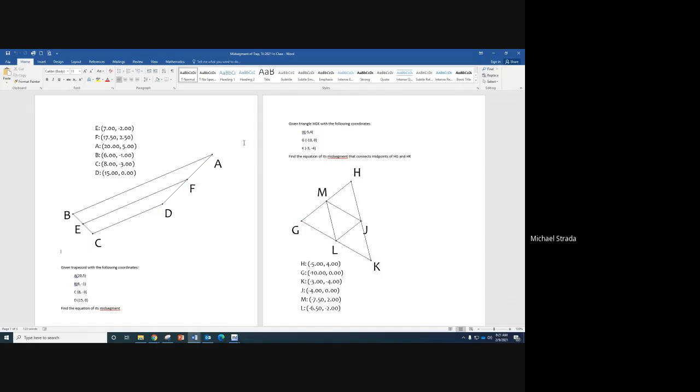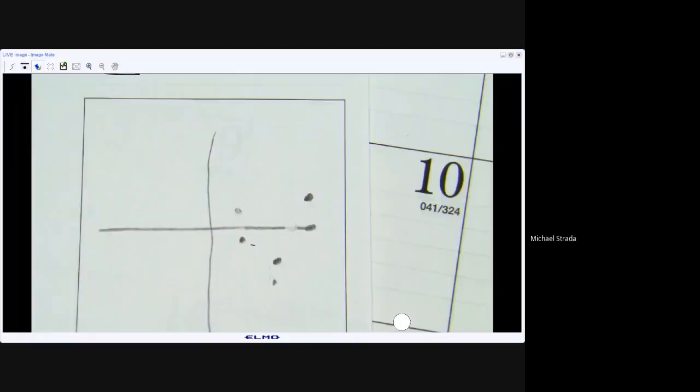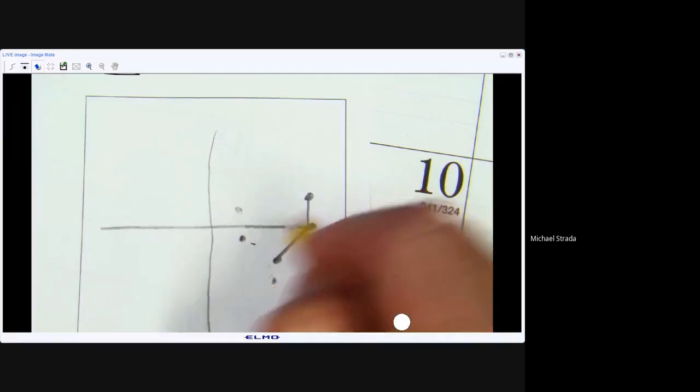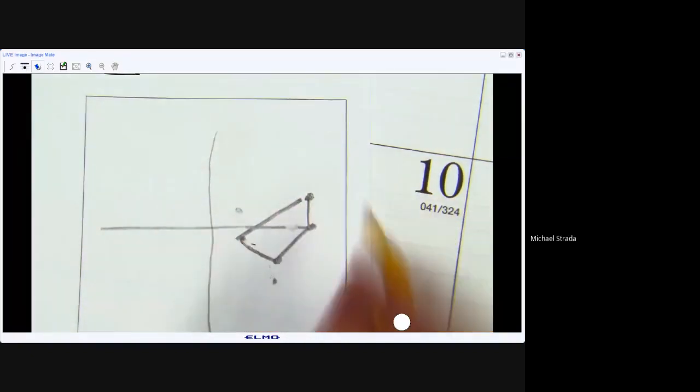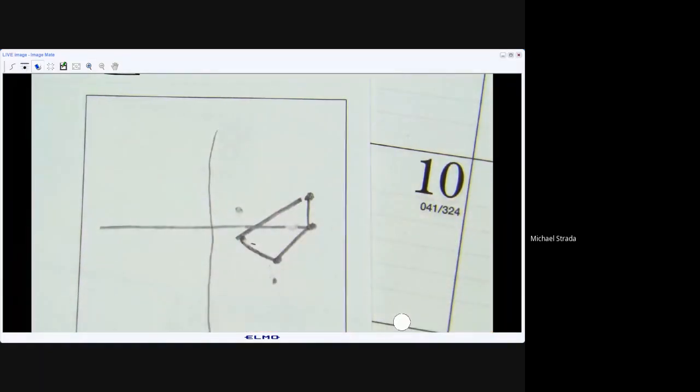So A is there. B is the 6, -1, so that's over here. C is the 8, -3. That's here. And D is 15, 0. Okay. That's a little better. All right. So now I feel better. Okay. So I connect them to form what should be my trapezoid. All right. So it gives me the outline of it.